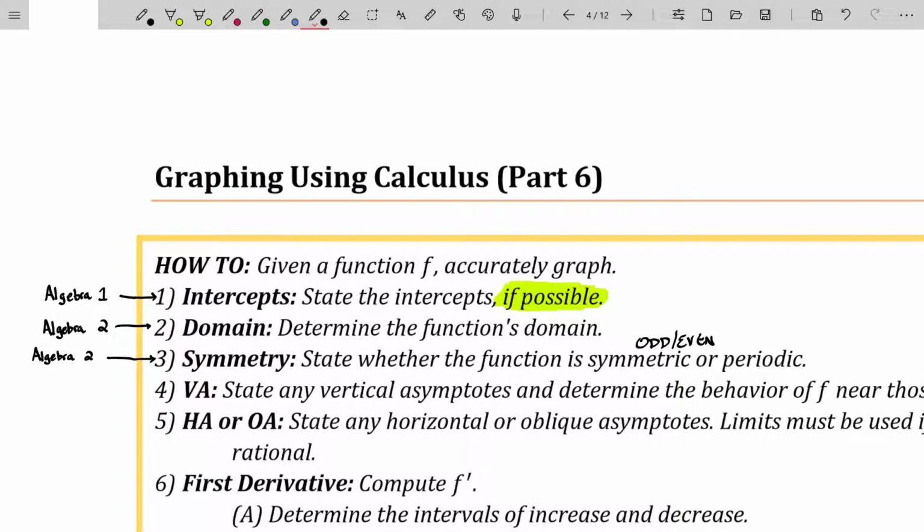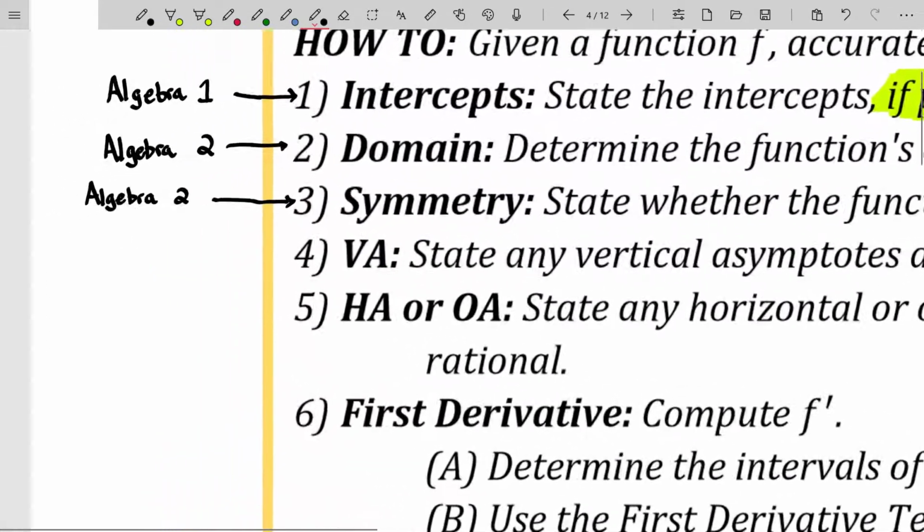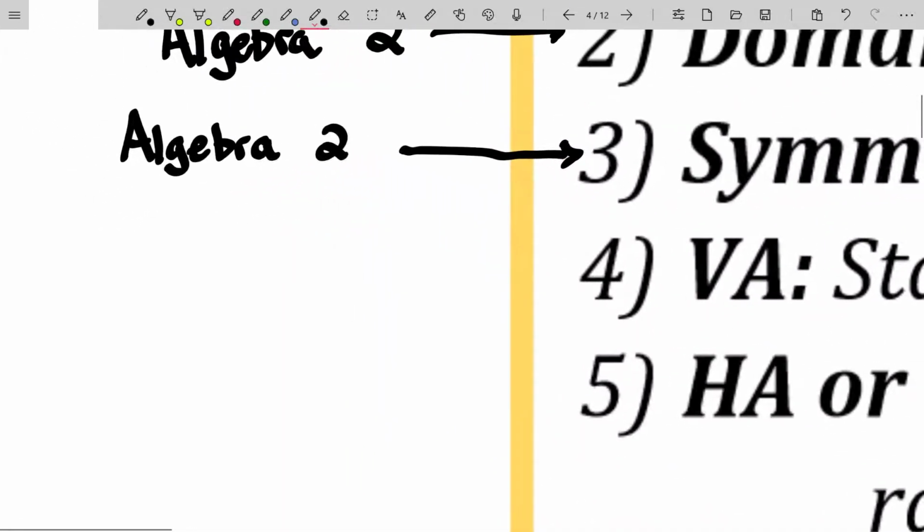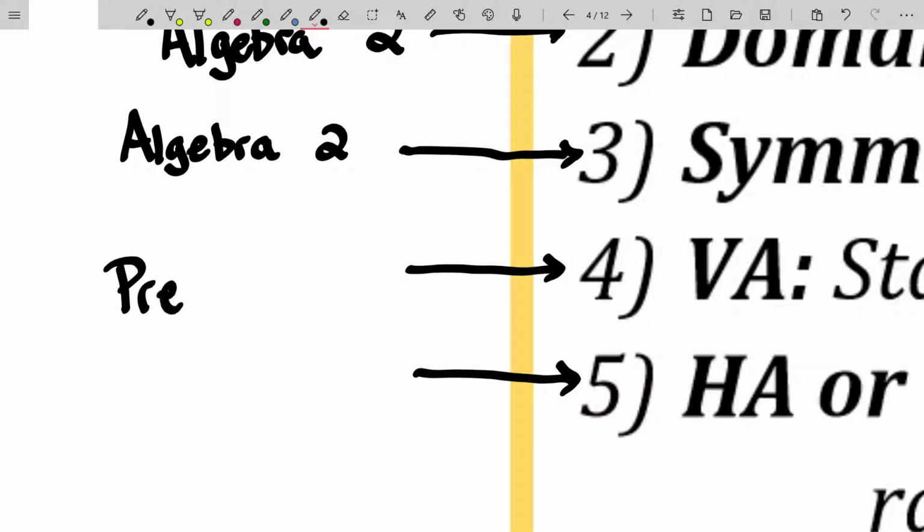Same thing if it's odd. If it's periodic, well, same thing. Just graph a single period and then copy and paste. Now we're going to climb into pre-cal mixed with calculus. So this is, I'll still call it pre-cal, both of these in fact, but in reality, you're technically using calculus.